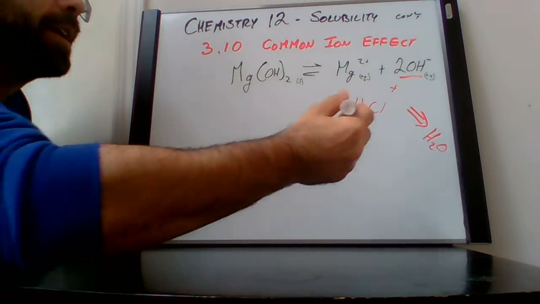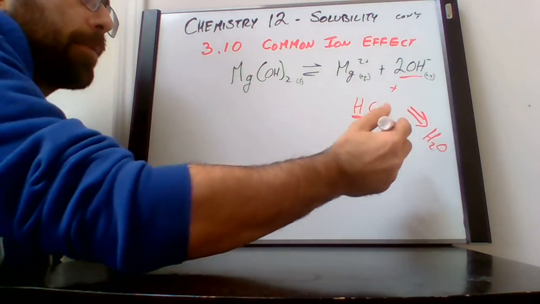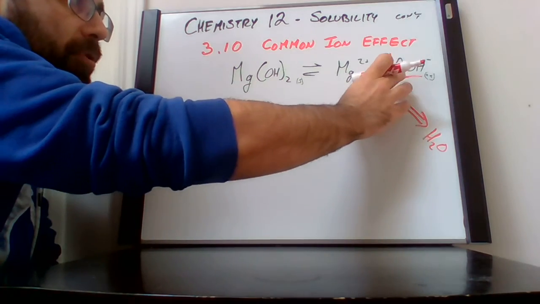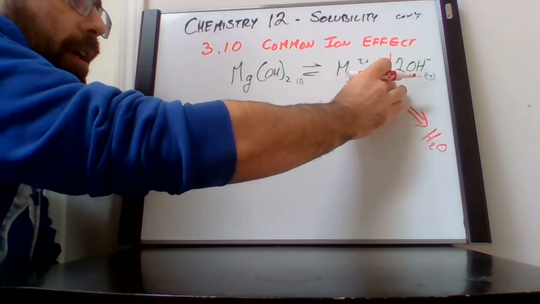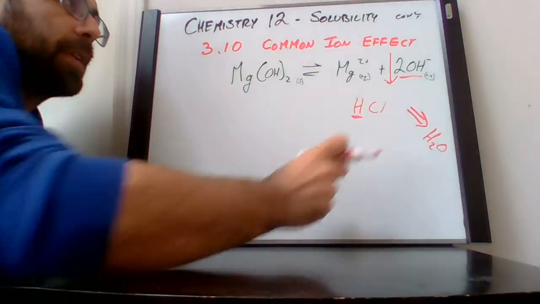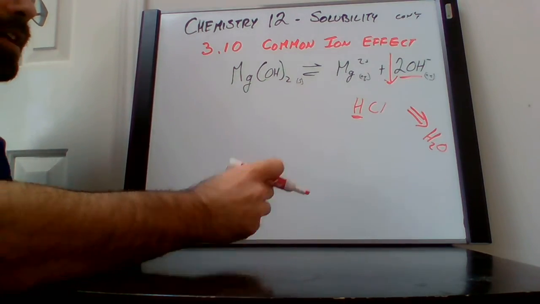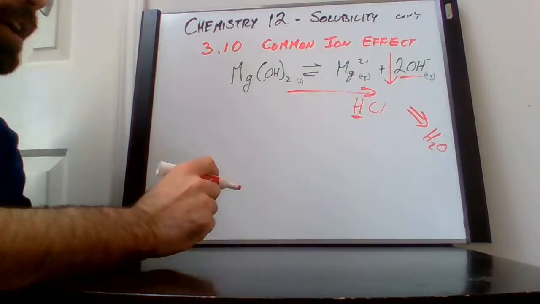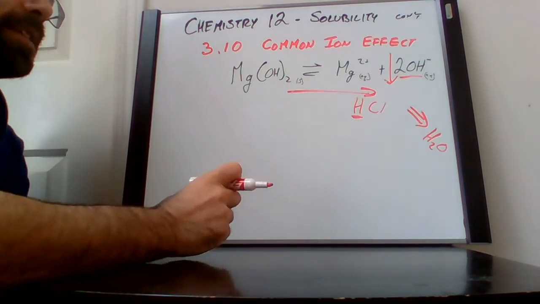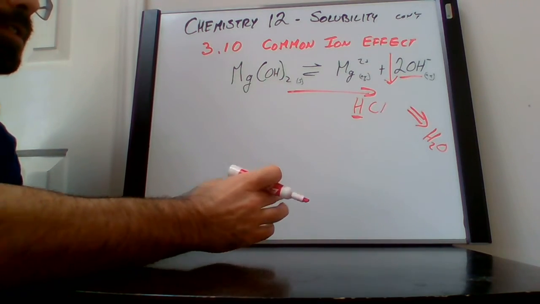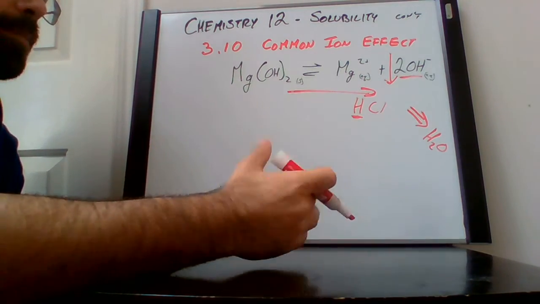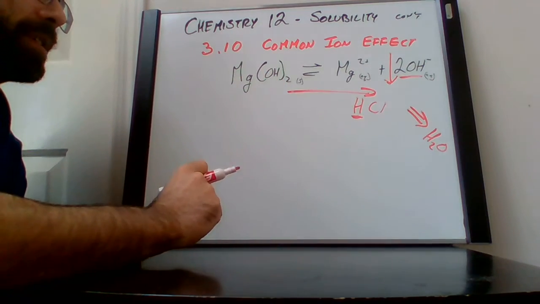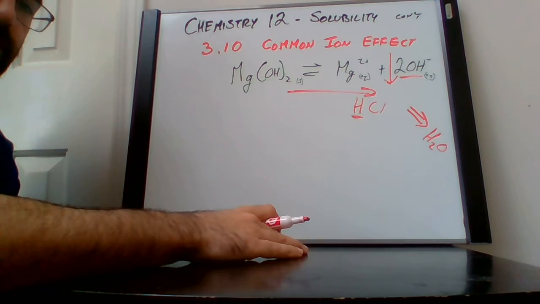So what I'm doing here is by adding that acid, it's going to react with this hydroxide, and it's going to drop the concentration of the hydroxide. The system's going to respond that if I'm dropping the concentration of the hydroxide, then in order to counteract that, I'm going to see a shift in that direction. So I'm going to have more magnesium hydroxide dissolved in order to bring that concentration back up. By adding something like hydrochloric acid into this situation, I can increase the solubility of magnesium hydroxide.